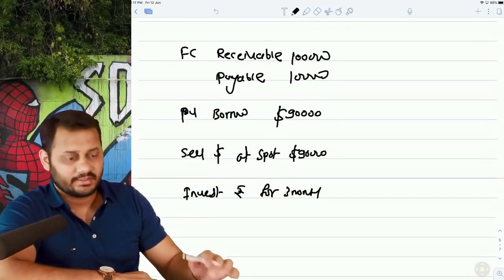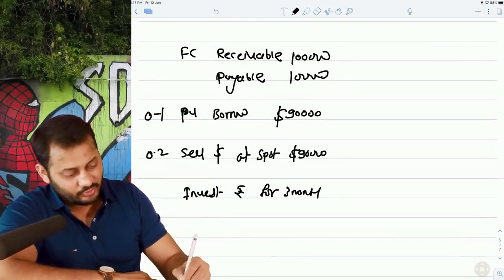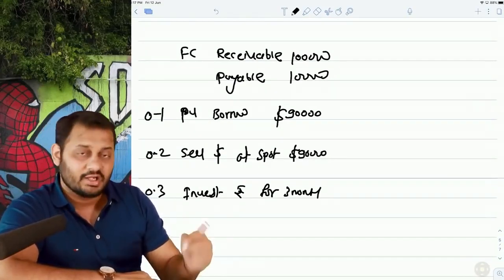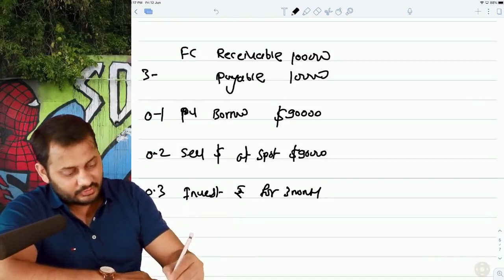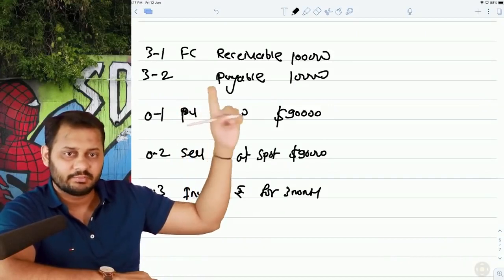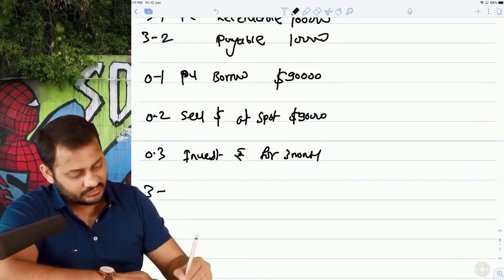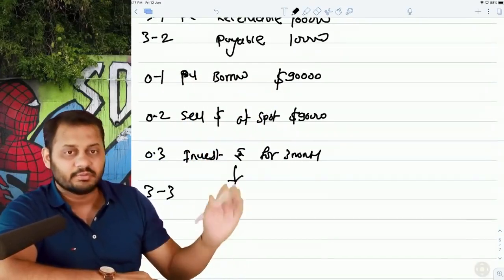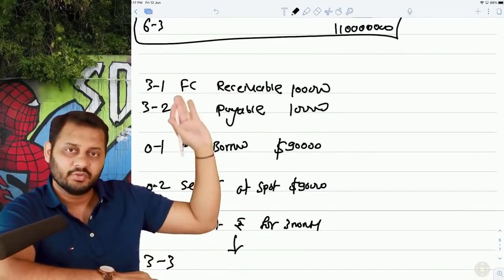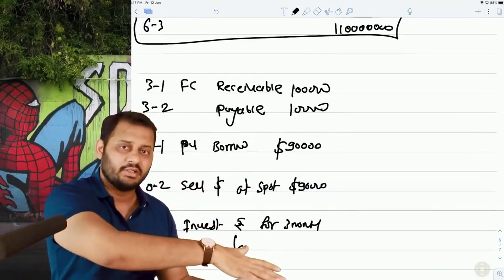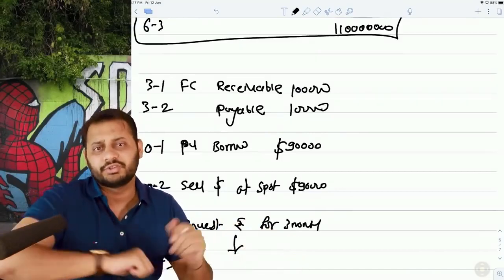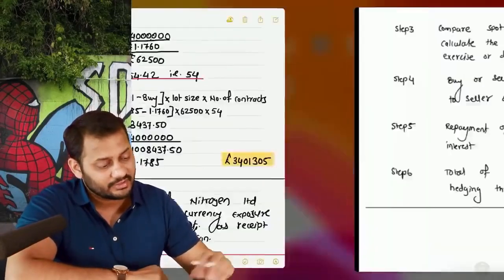So the steps are like this. At 0 point you borrowed, at 0 point you sold that currency, and at 0 point you invested. After 3 months, what will happen? You will have a receivable which you will settle with this. After 3 months, the second step is payable, and then after 3 months the third step will be investment proceeds that you will receive in India. So this is received in India, this is paid in the US itself. We are not transferring any money to America. America is also not transferring any money to India. So no exchange rate fluctuation. This is called money market hedge.